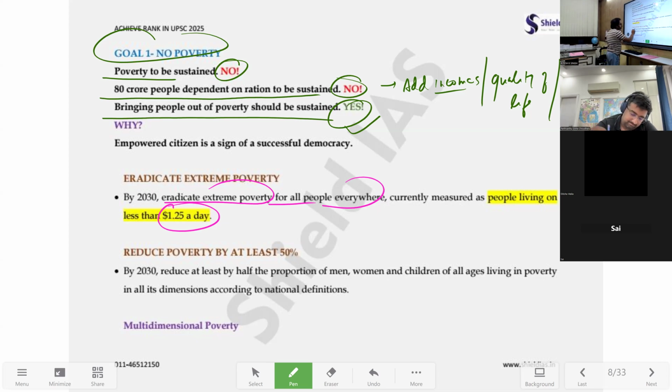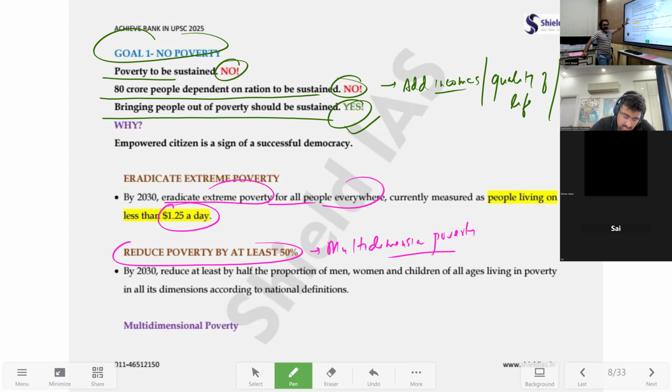Now further, reduce poverty by at least 50%. The type of poverty we are talking about reducing by 50% is multi-dimensional poverty. The first one, extreme poverty, we are linking with income poverty. And here we are talking about reducing multi-dimensional poverty. Every year a multi-dimensional poverty index comes. Now, what is the meaning of that? Reduce at least by half the proportion of men, women and children of all ages living in poverty in all its dimensions according to national definitions. But here, what we are talking about is multi-dimensional poverty.